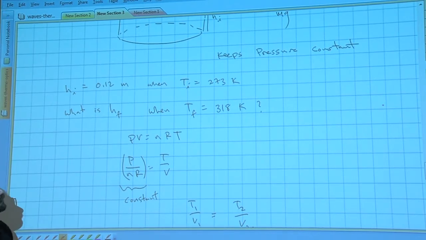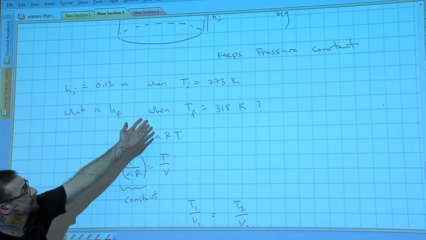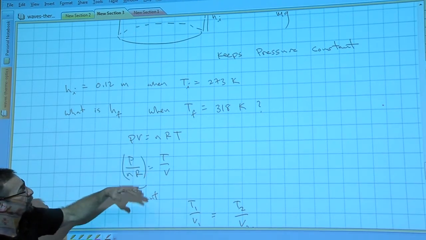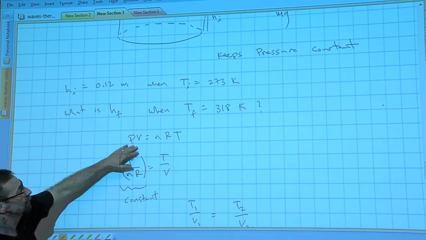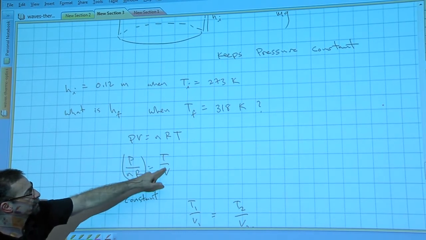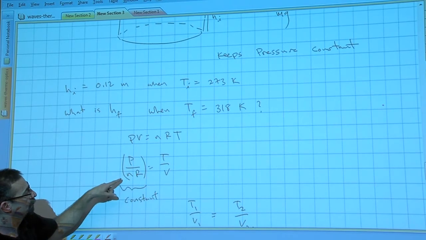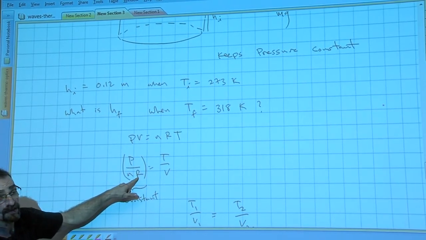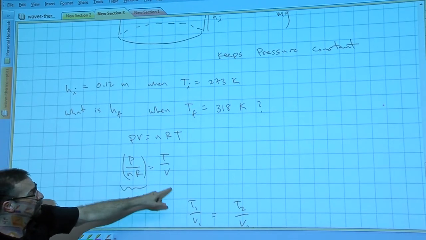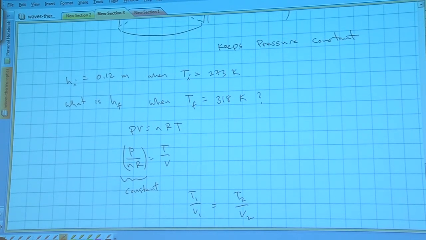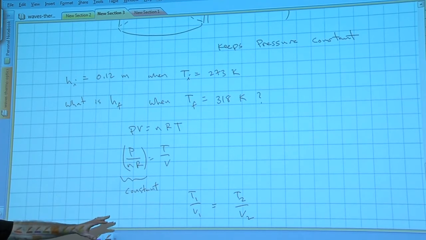So if we were given the height at an initial temperature, and we want to know what the height would be at some final temperature, we could figure that out, right? We could use our equation of state, PV equals nRT, and the temperature over the volume is equal to a constant because the pressure is not changing, the number of moles is not changing, and R is our constant. So T1 over V1, our initial temperature and volume, would have to equal T2 over V2, our final temperature and volume. So we could go ahead and plug those numbers in.